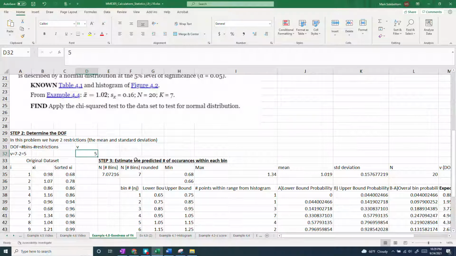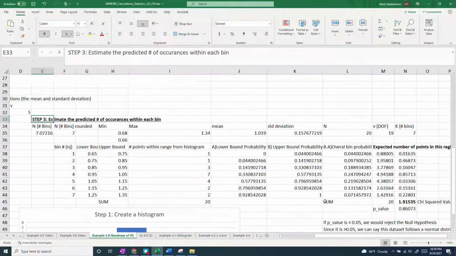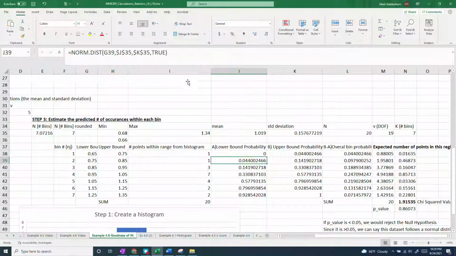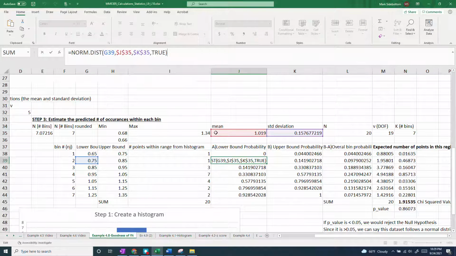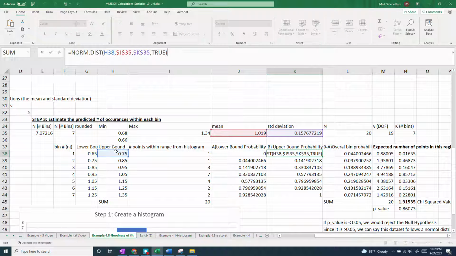The third thing we need to do is estimate the number of predicted occurrences within each bin, and there are three steps involved. The first is to calculate the lower bound probability. To do that, we need to know the lower bound, the mean of our data set, and the standard deviation. We can do that for all of our bins. And we can do the same thing for the upper bound probability, using the upper bound value, and we carry that through.